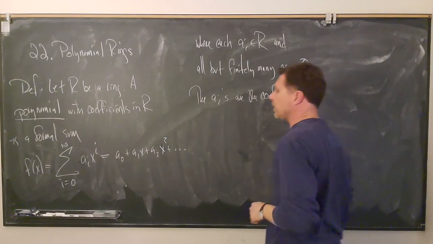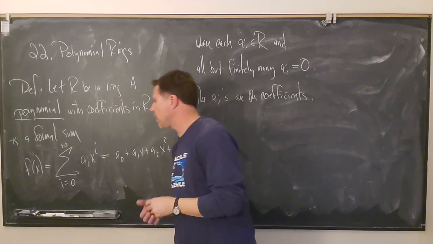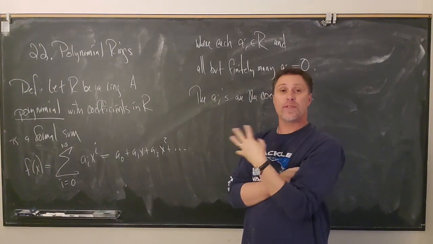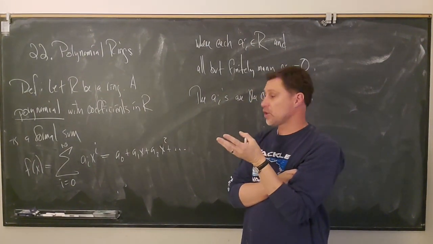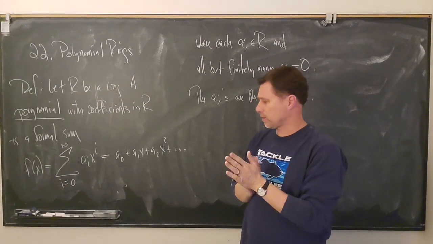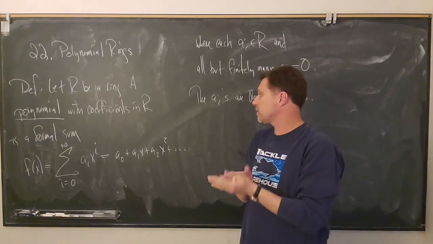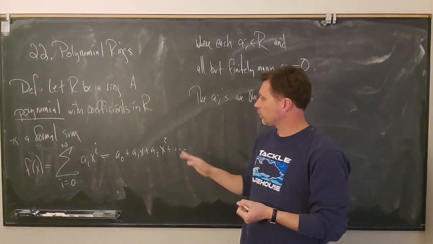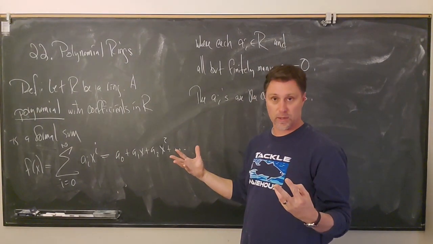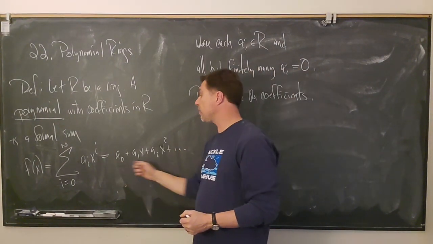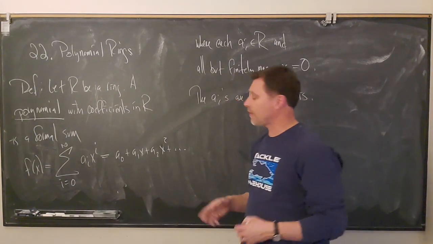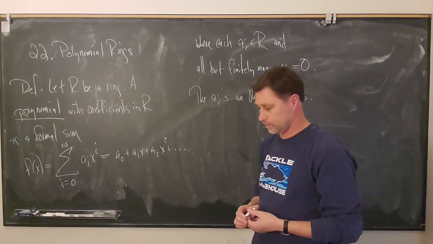Oh, and I should point out, what do I mean by formal sum? Well, in calculus, we think of polynomials as functions. And it will be convenient sometimes to use some concepts from calculus and the theory of functions in exploring polynomials. But at this point, we want to just think of it as an object. It is just a bunch of elements from R multiplied by powers of x, and that's it.